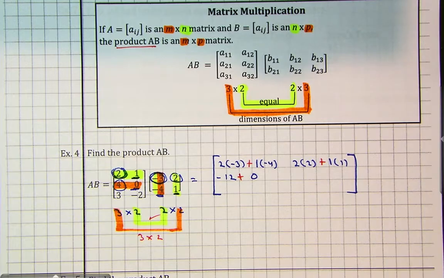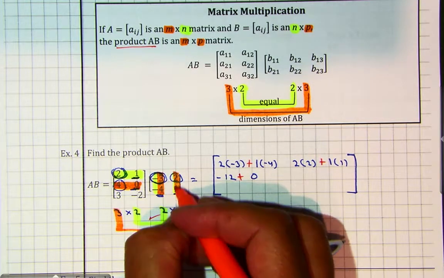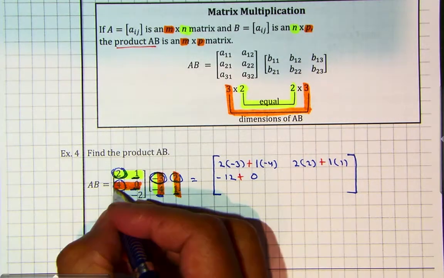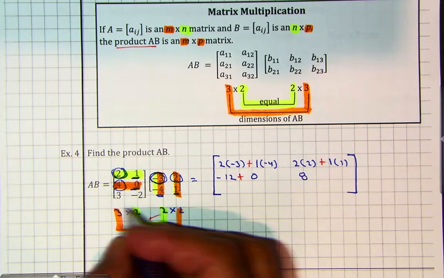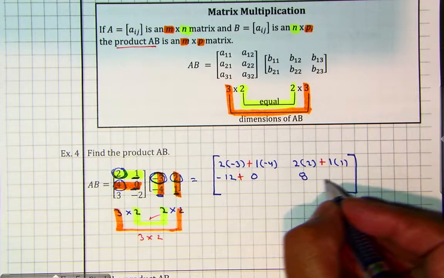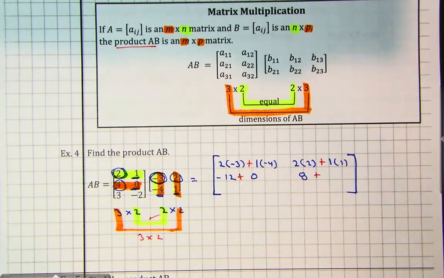And now we're going to continue with the second row, but now the second column. So first number by the first number, 4 times 2 is 8. Second number times the second number will be plus 0 times 1 is 0.